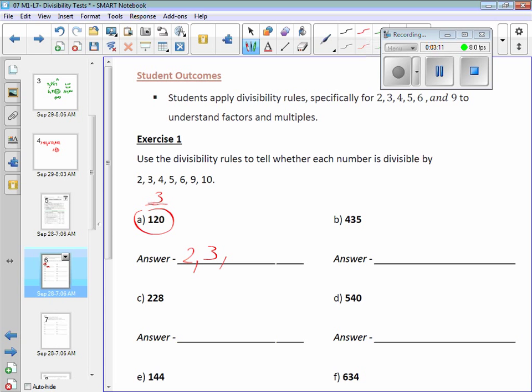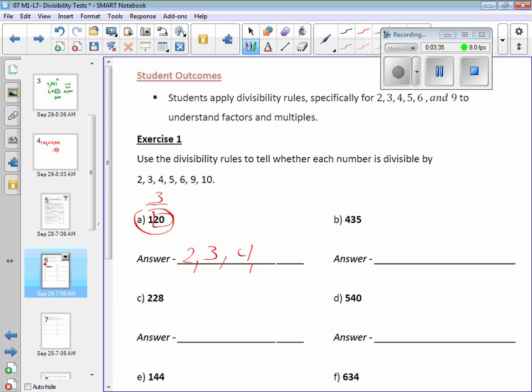What's the rule for 4? Nick. If the last digits... Okay, Nick said take a look at the last 2 digits. In this case 20. Will 4 go into 20? Therefore, will 4 go into 120? List it.